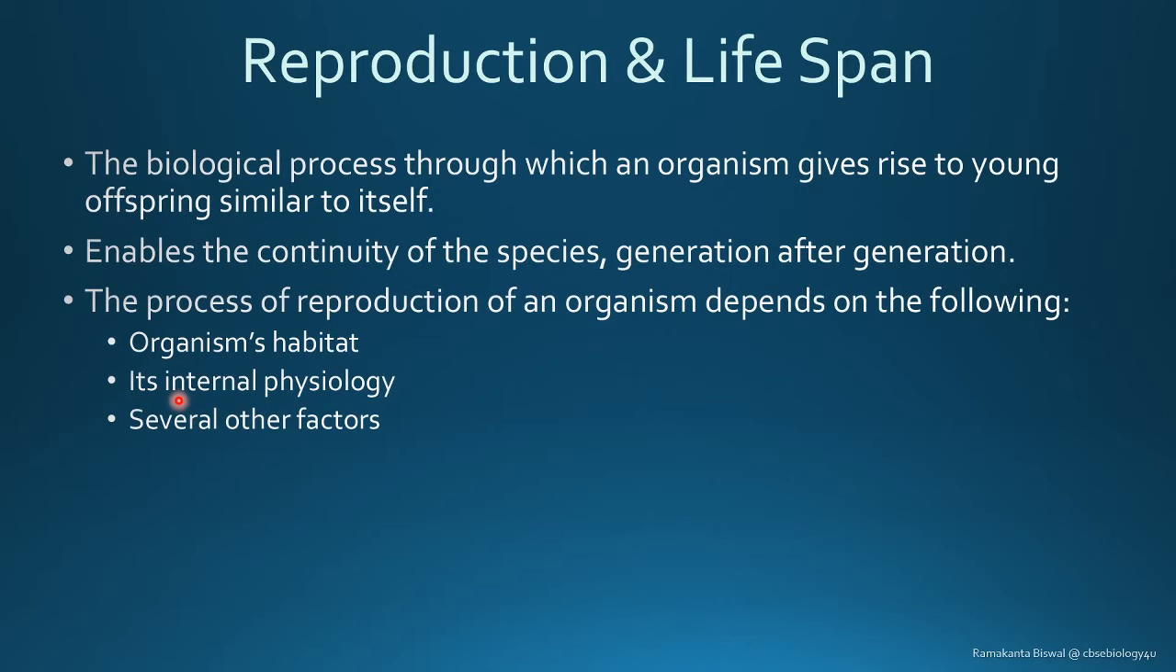The process of reproduction in any particular organism depends on many factors, but mainly it is the organism's habitat, its internal physiology, and many other environmental factors associated with the process. But definitely the organism's habitat is one of the key factors, and along with the physiology of the organism, that is going to determine the process of reproduction in any particular organism.